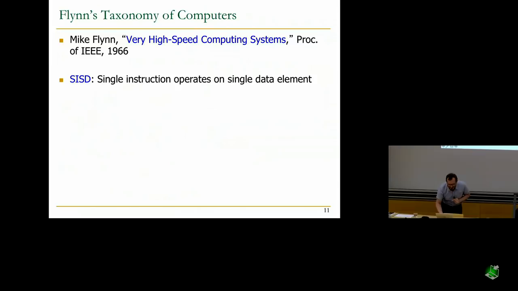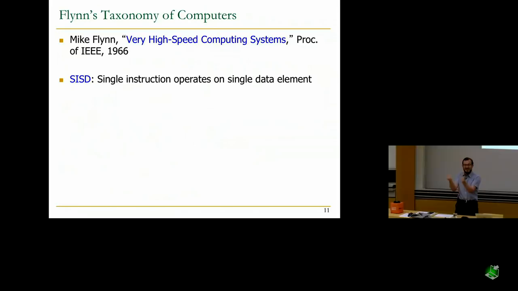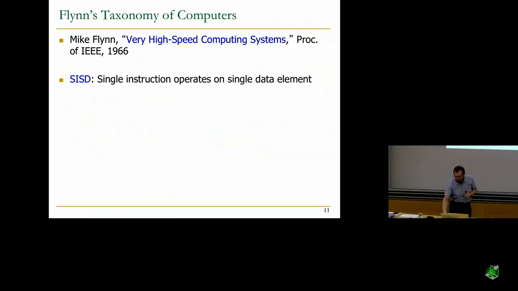One is single instruction, single data processor. In this case, a single instruction operates on a single data element. Well, it could actually be two operands, but it's essentially a single operation on a single data element. You just add those data elements, two of those. So this is what we've seen earlier, essentially. The sequential execution model that we've seen is essentially single instruction, single data. And we've developed many techniques to improve that.